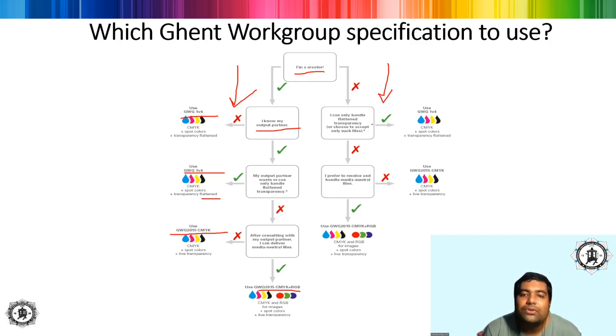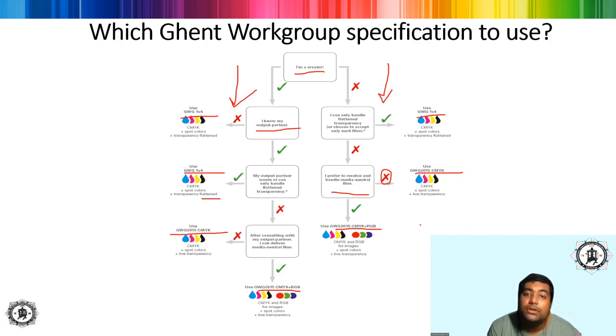So here also, if you know that you can handle only flattened transparencies, then you have to use 1v4 like others. Now, if you can handle live transparency, then you have to come to this condition where you have to think about whether you can work with media neutral files or not. If you cannot work with media neutral files, then only use 2015 CMYK specification for exporting your files. And if you can handle media neutral files, then you have to use 2015 CMYK plus RGB specifications for exporting the file, right? So hopefully now you get an idea which specification you need to use.